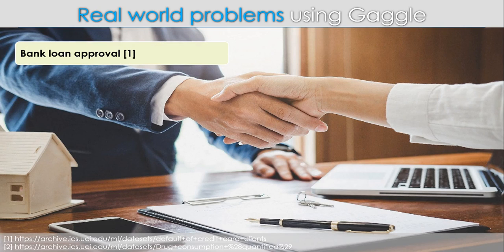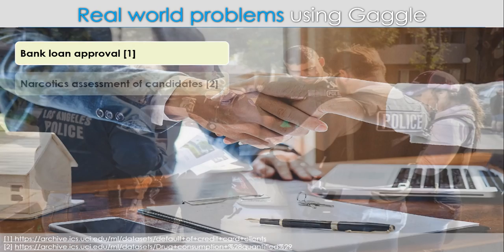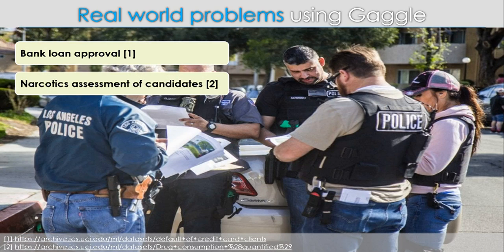Gaggle's workflow is suitable to model many real-world datasets. For example, using the credit card default payment dataset, a financial analyst may want to classify and rank potential loan applicants. Similarly, using the drug consumption dataset, a narcotics analyst may want to classify and rank respondents to their likelihood of drug use.